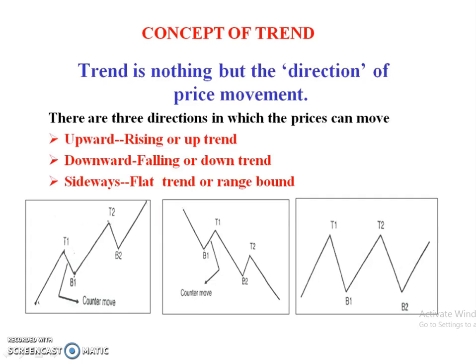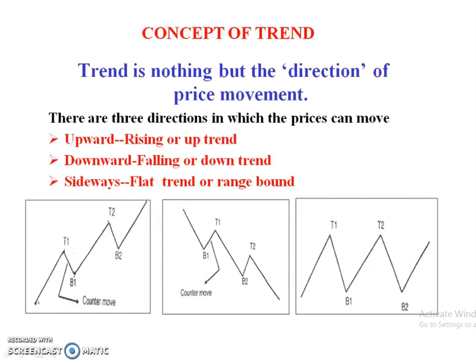In the upward or rising movement, the stock price goes on increasing. In downward or falling movement, the stock price goes on decreasing. And, in sideways, or the range-bound movement, the stock price oscillates in a small range.